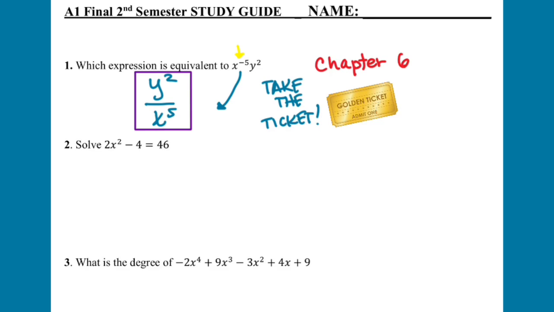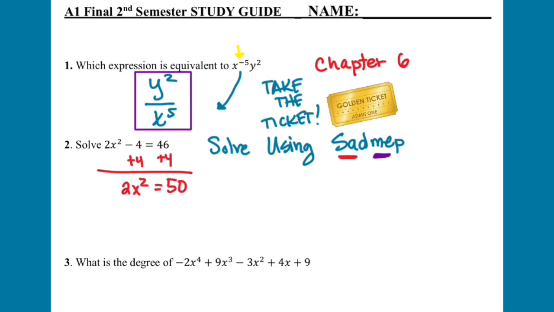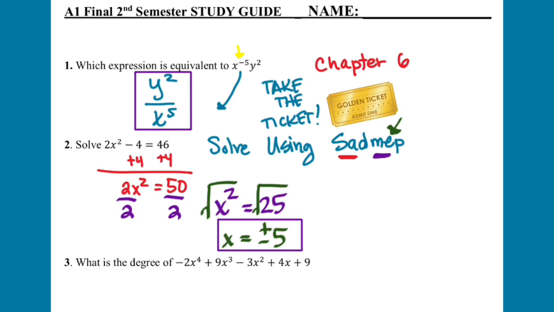Number 2 is solving, and to solve we always use SADMAP. So here we're going to see if we have to add or subtract. We add the 4 to both sides. Then we look at multiplying or dividing. We go ahead and divide off the 2, which brings us to the E, which is exponent, and the inverse operation would be square rooting. So we square root both sides, and we remember that a square root could be plus or minus that value, because it could be 5 times 5 or negative 5 times negative 5.